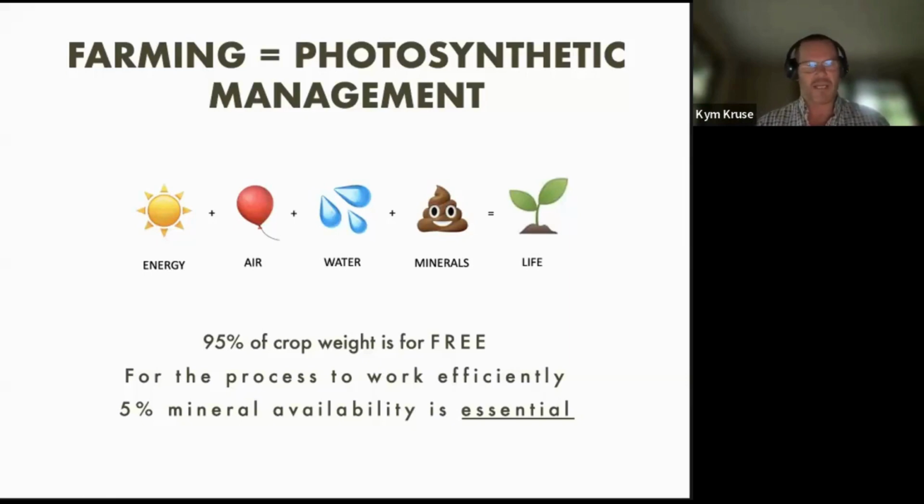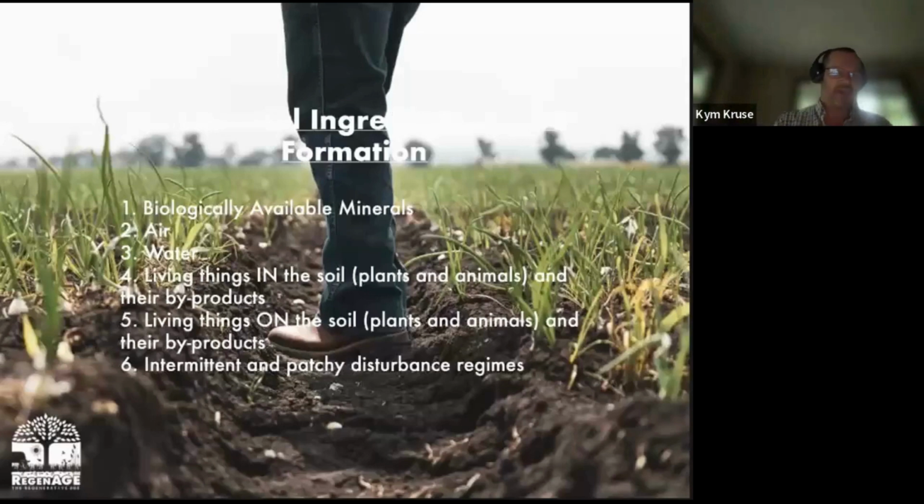However, the critical part is that 95% can only work effectively if you have that 5% mineral availability. And usually there's a limiting factor there somewhere. It could be nitrogen, it could be phosphorus, it could be zinc, it could be boron, it could be any of them. But if you can have optimal mineral nutrition, then this activity, that is the name of the game, photosynthesis, will be optimal, and you'll produce the most amount of biomass, the most amount of sugars that are pumped into the soil to feed that underground workforce. In most cases, the limiting factor is minerals.